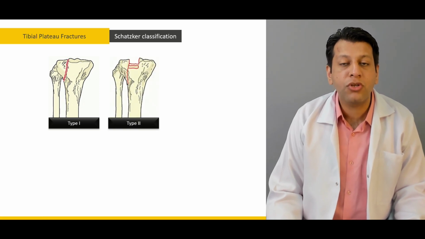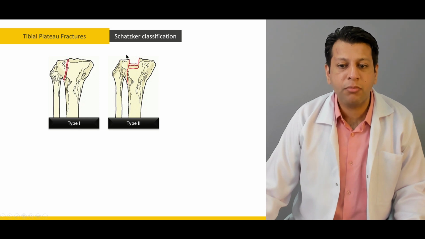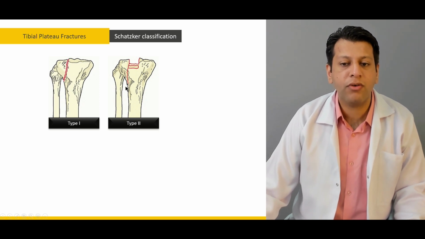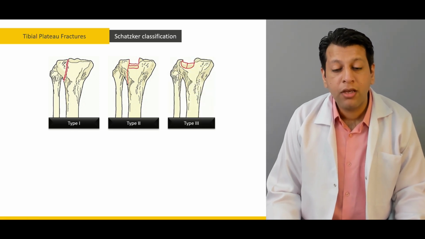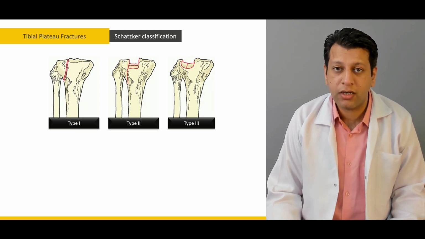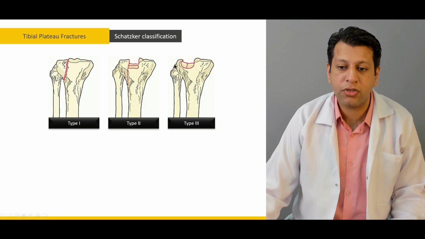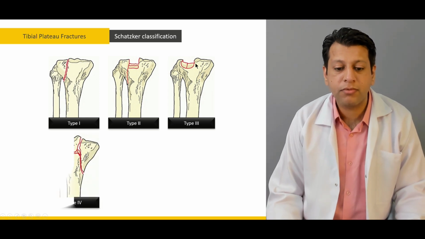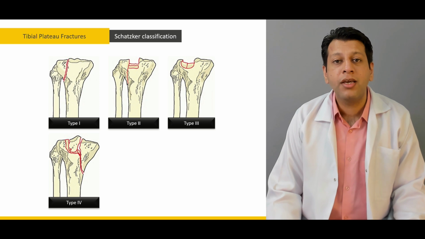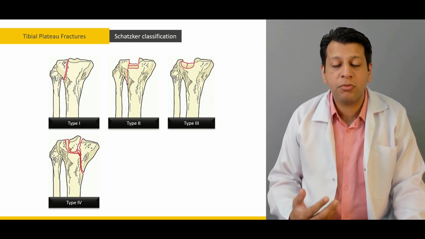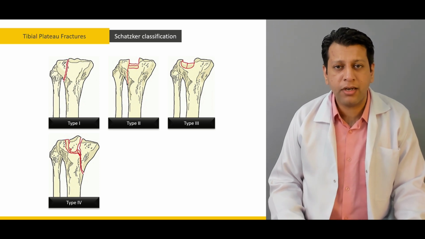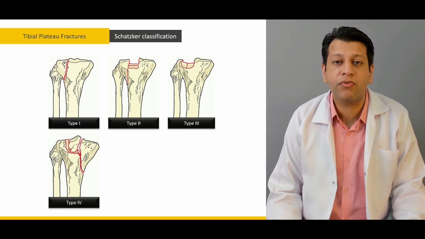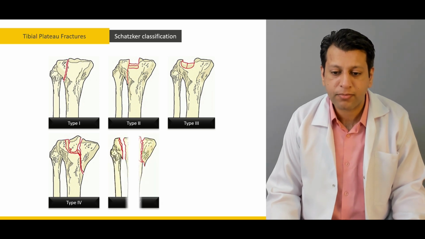Type 2 is split with depression. There is a central depression along with the split of the lateral tibial condyle. Type 3 is an injury in which there is only depression. There is no split fracture of the lateral tibial condyle, but there is a central depression only. Then it's type 4. In type 4, if the impact was from the medial side rather than from the lateral side, then this may result in a fracture of the medial tibial condyle.